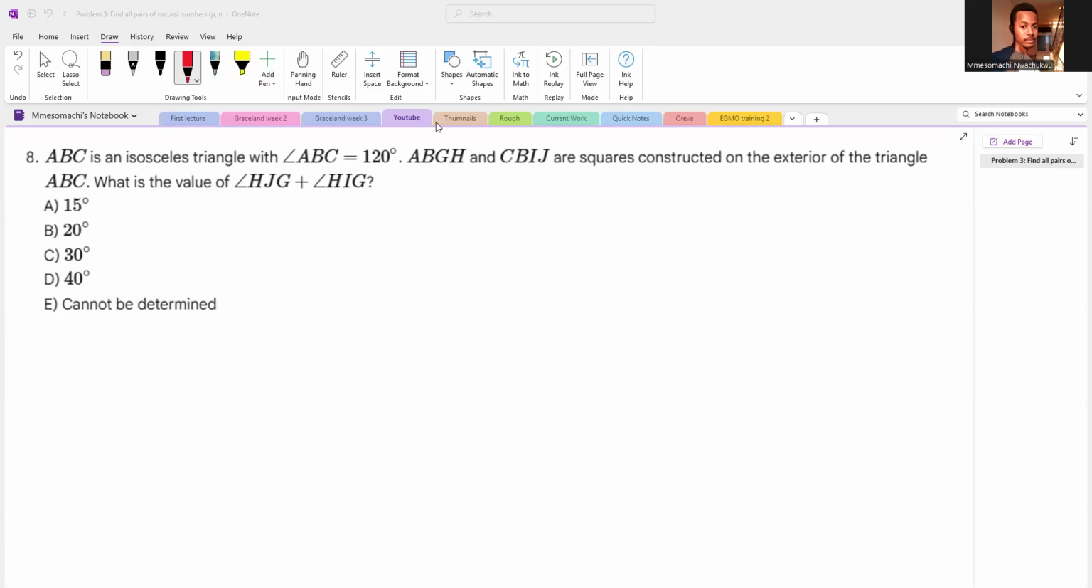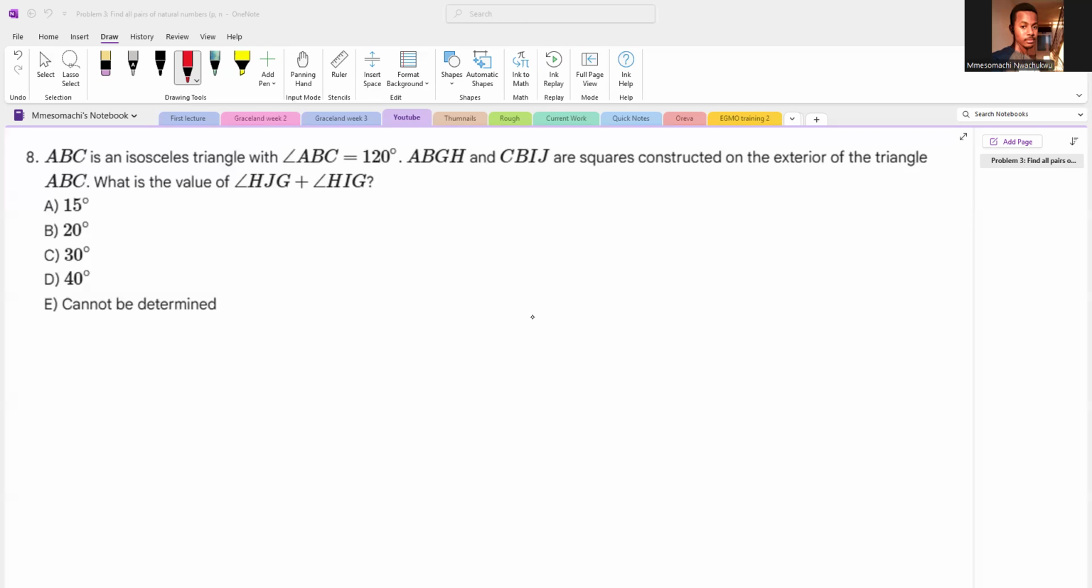In this video, we'll be looking at the eighth problem from the Special Maths Contest, SMC 2024, the first round. It says, ABC is an isosceles triangle with angle ABC equal to 120 degrees. ABGH and CBIJ are squares constructed on the exterior of the triangle ABC. So what is the value of angle HJG plus angle HIG?